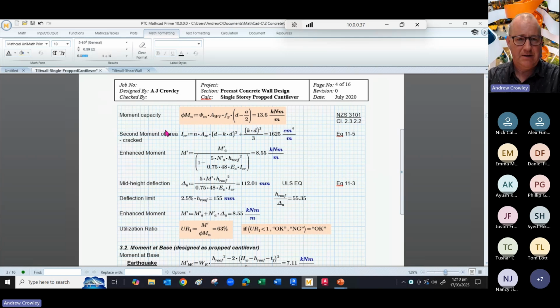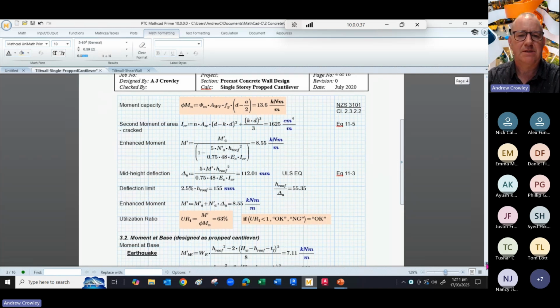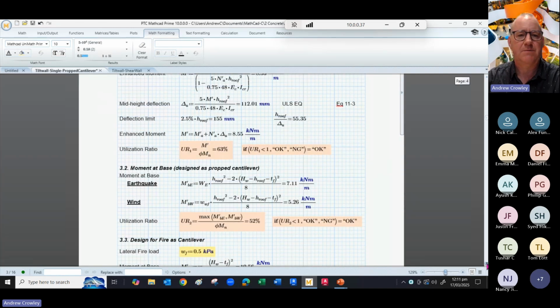And from that, you can calculate an enhanced moment. And from that, you can then calculate the mid-height deflection and compare it with a deflection limit. We're saying 2.5%. It seems quite high, but hey, that's what the code says. And then we compare our enhanced moment. And again, it's working out as 8.55. It's just happy coincidence they work out the same. So our utilization ratio is down to 63%, so we're good in bending.